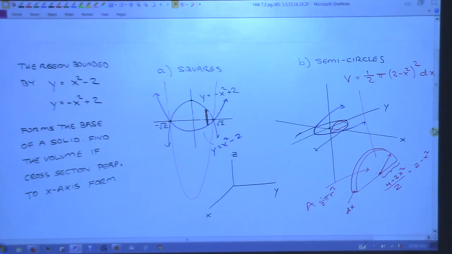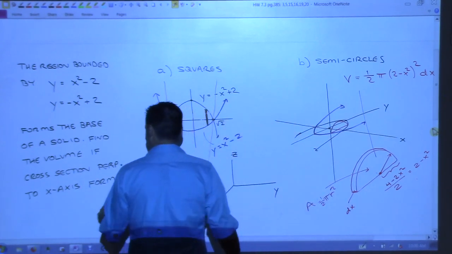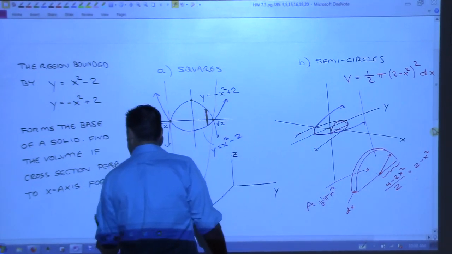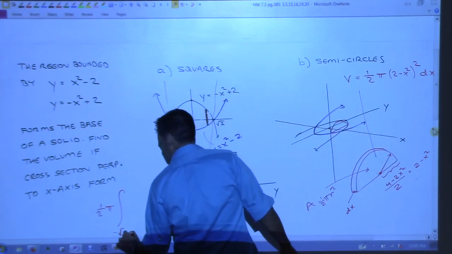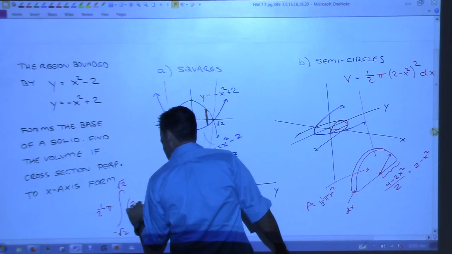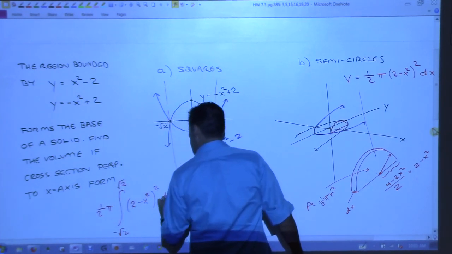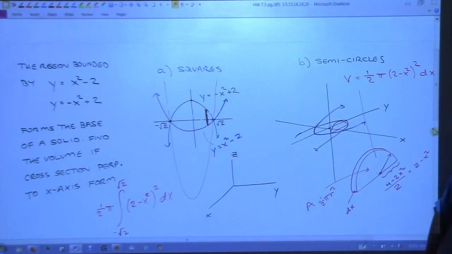All right, and then you want to add them all up, right? So we just throw the integral on that. So for part B, the answer would be 1/2 pi, which I could pull out of the integral because that's a constant. Then I would have the integral from negative root 2 to root 2 of 2 minus x squared dx. Make sense? Each one of these problems requires you to set it up and figure out the area. There's not a general formula like for shells and washers. You just have to look at each one individually and come up with your little piece.